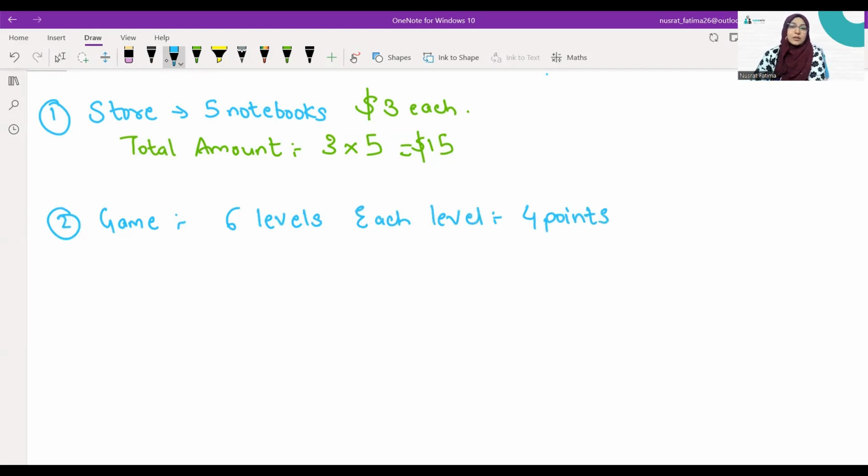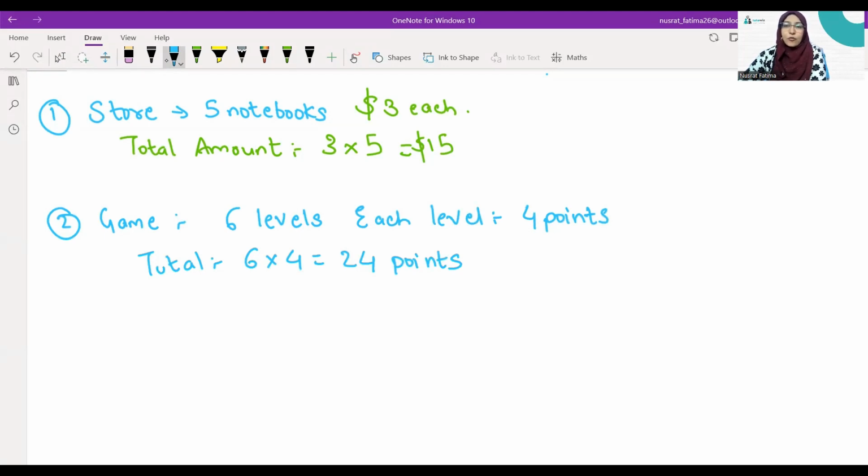So what will be my total score when I finish completing 6 levels? When I finish all the 6 levels, what is going to be my final score? So here also I told you, you will have to multiply. I multiply 6 by 4. 6 multiplied by 4 gives me 24. So at the end of 6 levels, I am going to score 24 points.